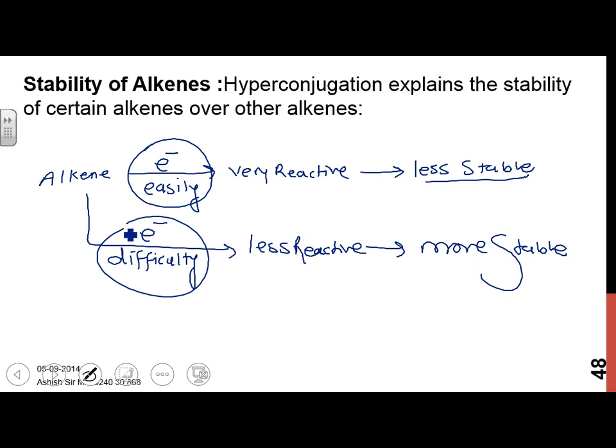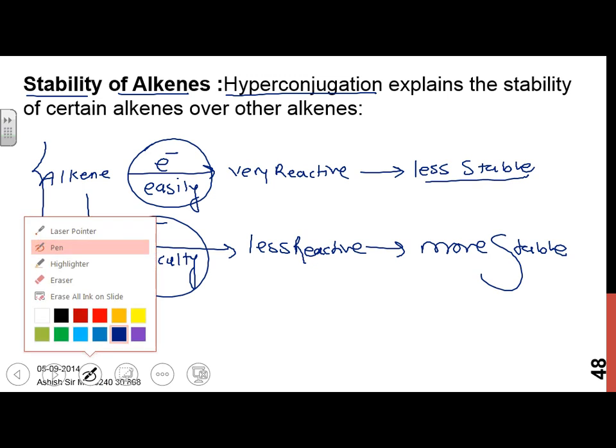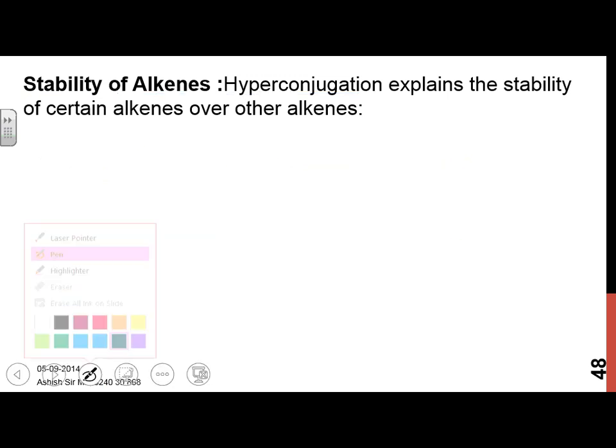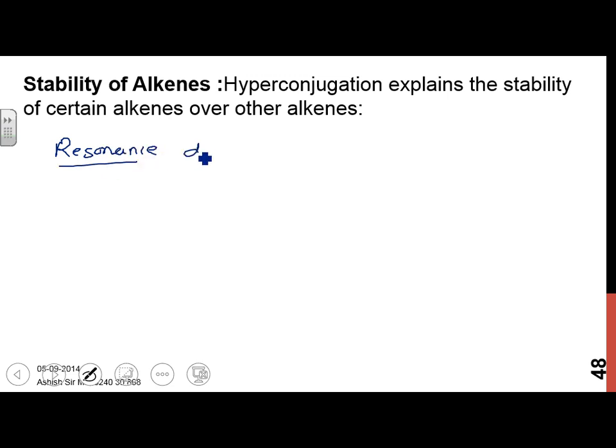Is it understood? Okay. Now I'm going to explain stability of alkene on the basis of hyperconjugation. But keeping this concept in mind, see, actually, as I was explaining you, resonance is basically delocalization of electron.